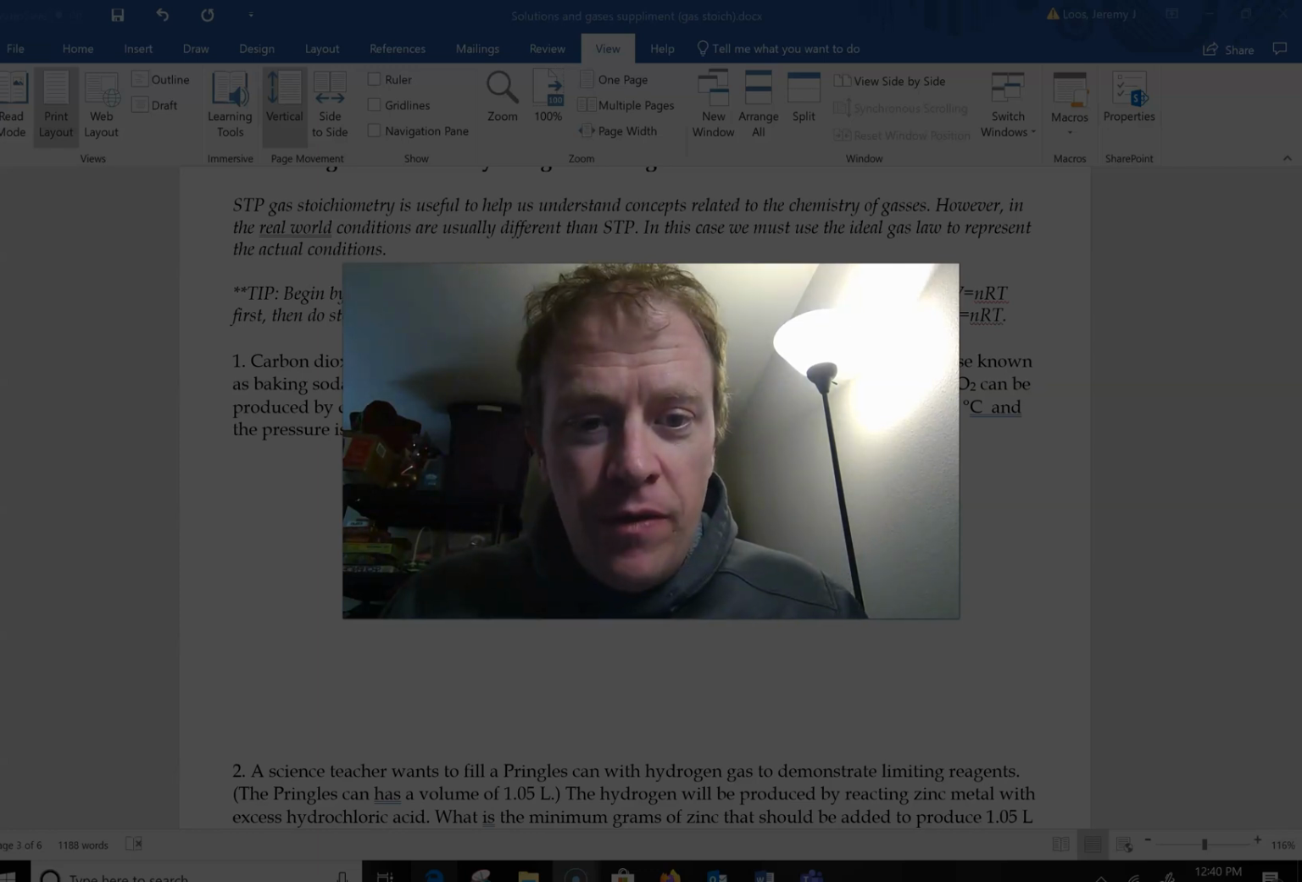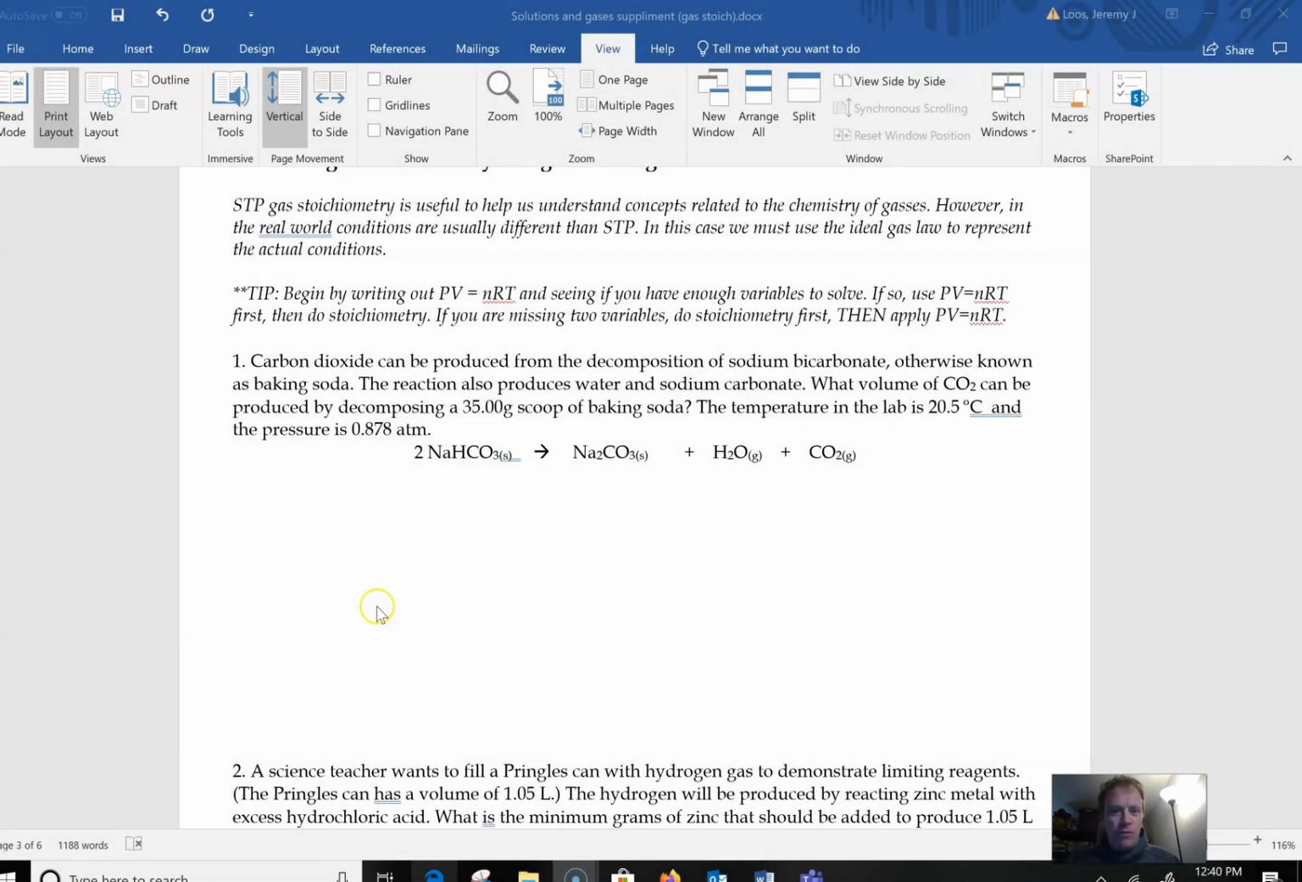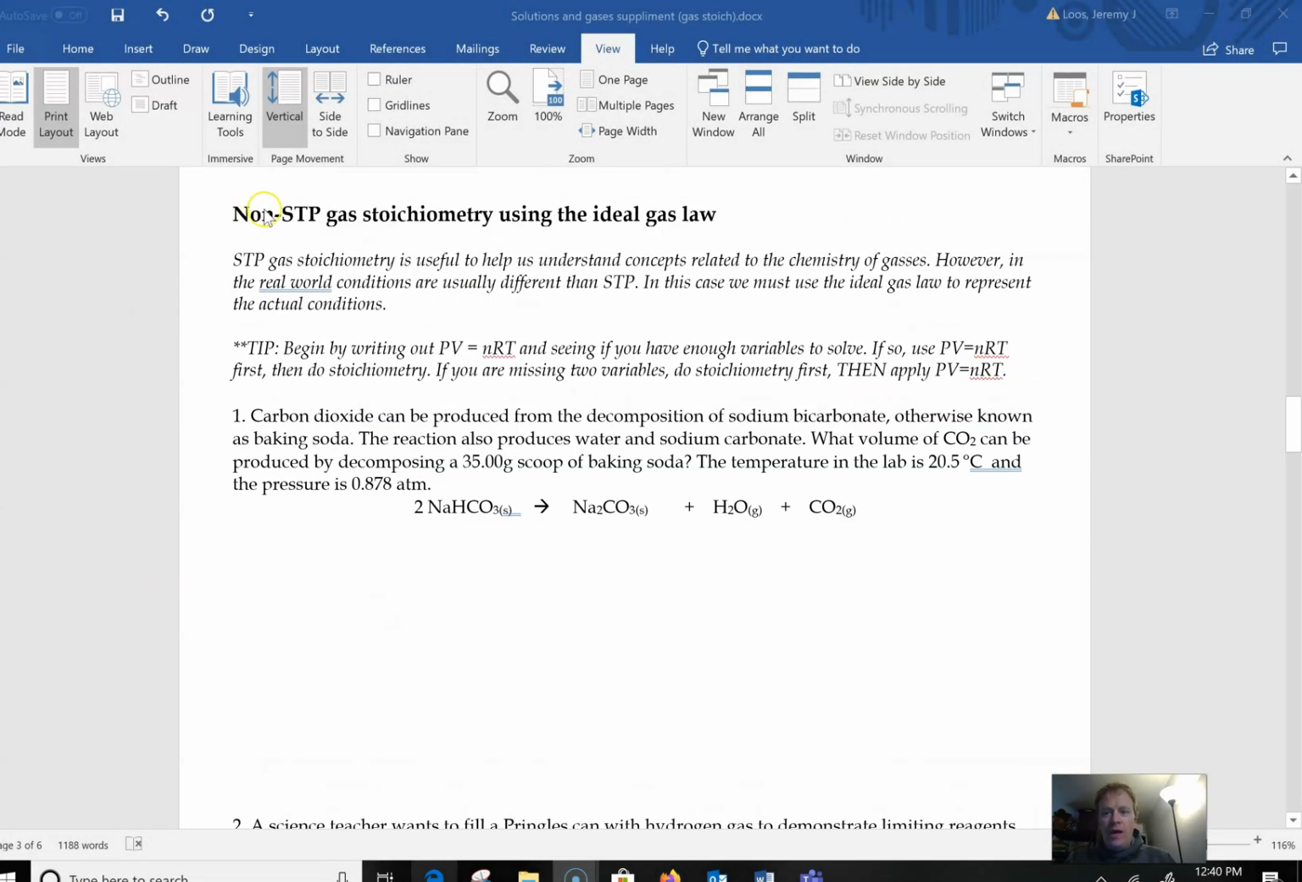So what I'm going to do is go over some stoichiometry involving the ideal gas equation, and it comes from this page. It would be in the workbook supplement, like the extra section, non-STP gas stoichiometry using the ideal gas law.